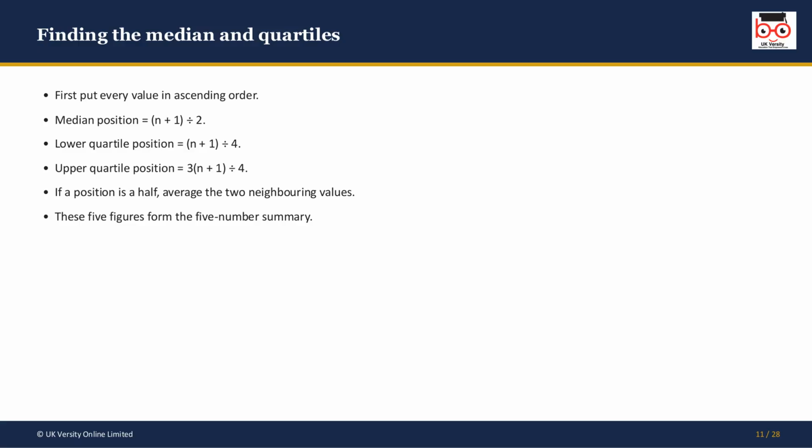To find those quartiles, first put every value in ascending order, that's essential. Then the median sits at position (n + 1) / 2. The lower quartile is at (n + 1) / 4, and the upper quartile at 3(n + 1) / 4. If a position works out to a half, you just average the two values on either side. Together, those five figures make up the five-number summary.